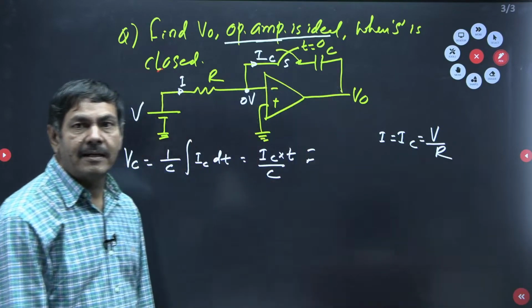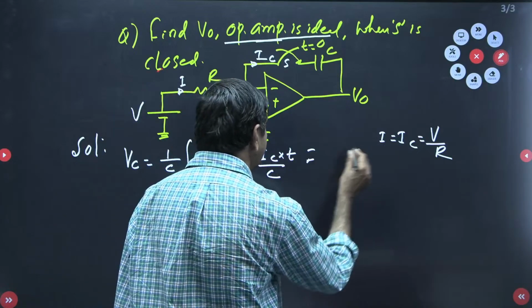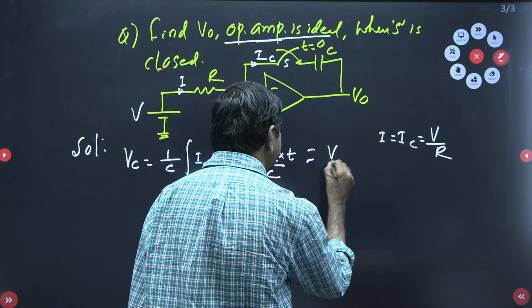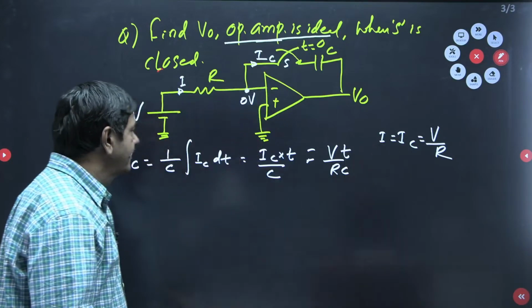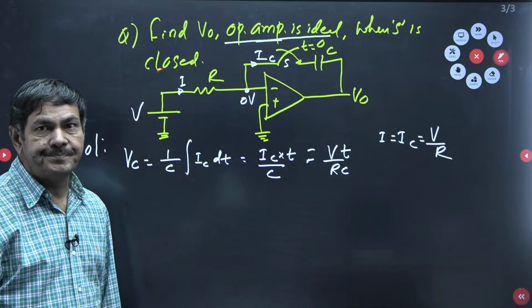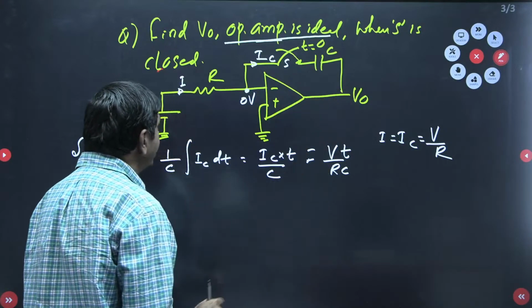V by R, I can write directly: I equal to V by R. I can write IC is nothing but V by RC into T. That is the VC value. My aim is to find out V naught only. How can we find V naught?